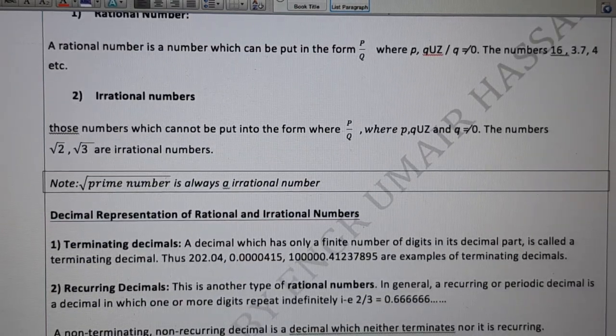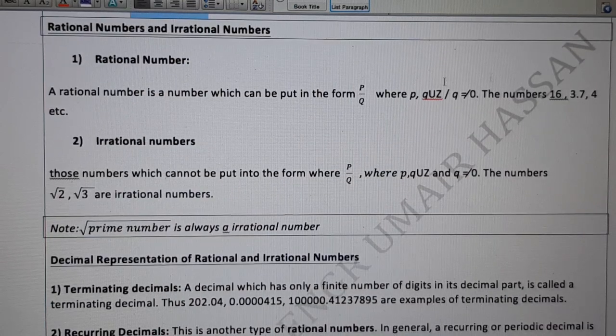The next important thing is rational numbers and irrational numbers. I have discussed that numbers that can be written in the form of p over q are rational numbers. Now in this form p over q, suppose you have 16. As you know, we can write 16 as 16 divided by 1. Now 16 is in place of p, and 1 is in place of q.